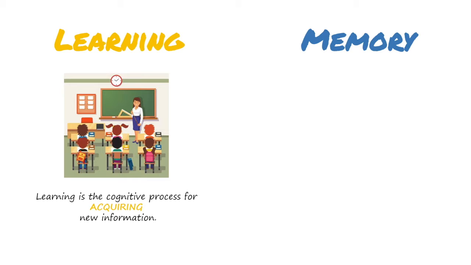Let's start broadly by defining learning and memory. Learning refers to the cognitive function of acquiring information. Memory, on the other hand, refers to the cognitive function of recalling acquired information.